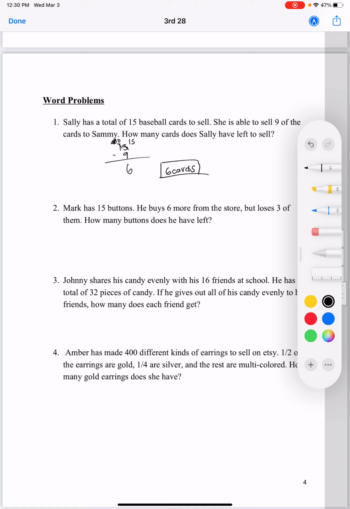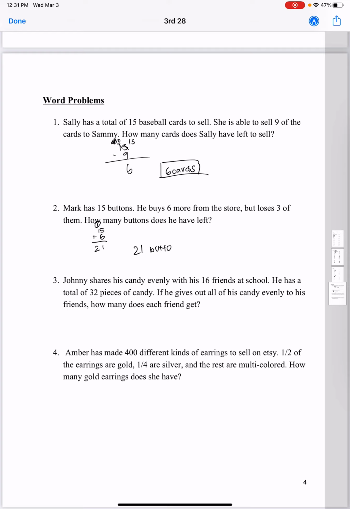Mark has 15 buttons. He buys 6 more from this store, but loses 3 of them. How many buttons does he have left? So he starts off with 15 buttons. He buys 6 more, so that would mean 15 plus 6. 5 plus 6 is 11. Bring the 1 over. 1 plus nothing is 1, plus the 1 up here is 2, so 21 buttons left.